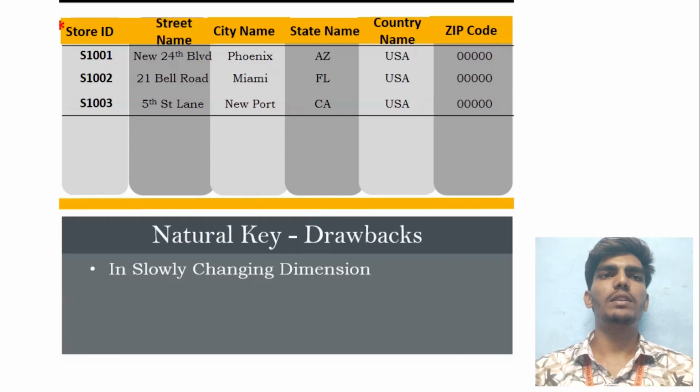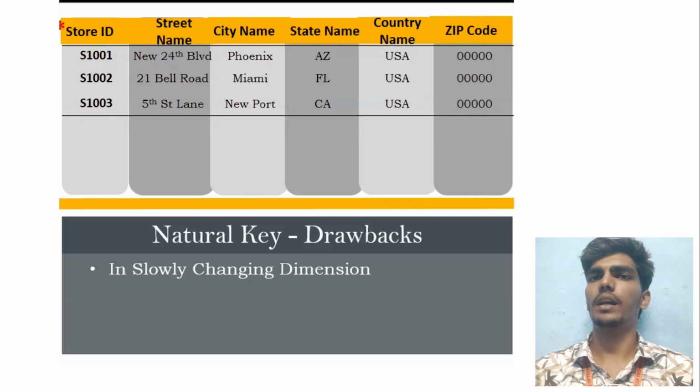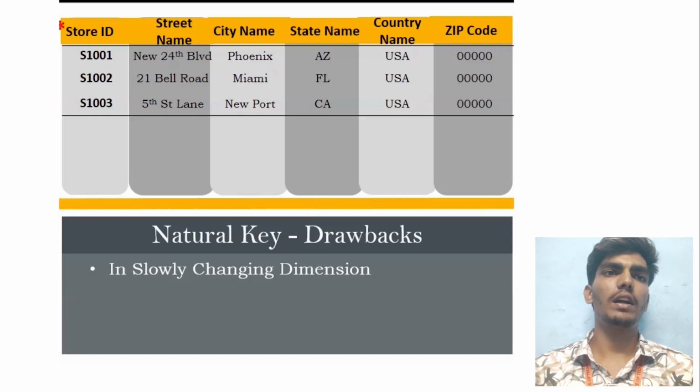If S1001 moves to another state, meaning the store location changes, there will be two records with the same primary key value. If the state or address is changed, the id should be the same. In another case, the store is closed or reopened after some period of time, taking up a unique record. That store id should be the same, and it is very difficult to identify after some time.